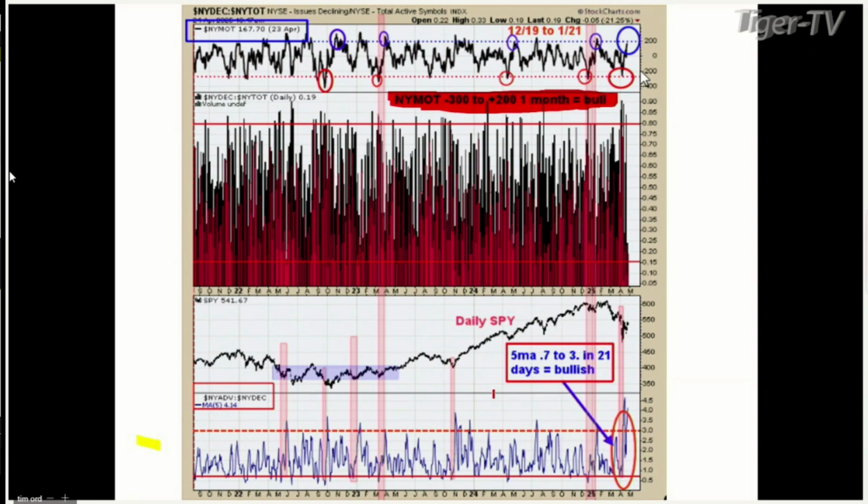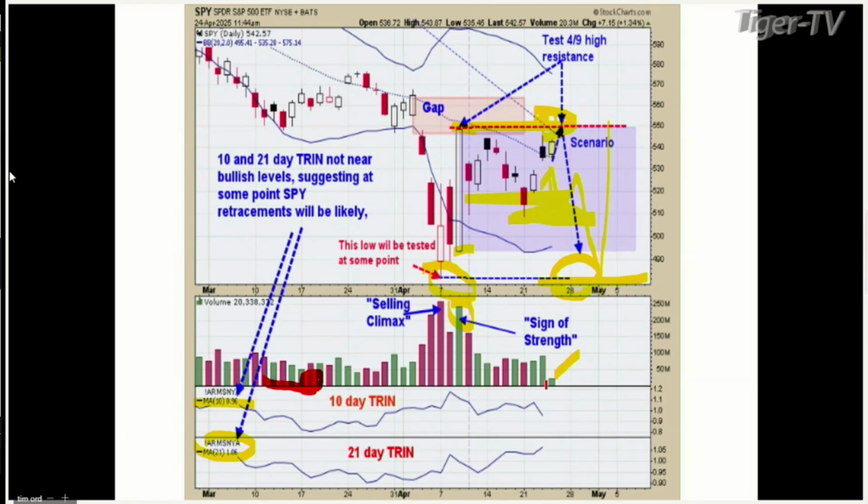I know it's advanced decline because of this indicator right here. It's pretty strong. We're up 4.0 on this on a 5 day. So there is advanced decline wise, this market is pretty strong. But anyhow, I'll check it tomorrow.